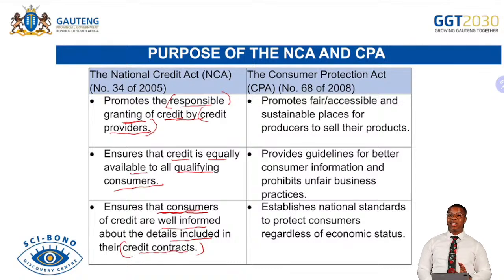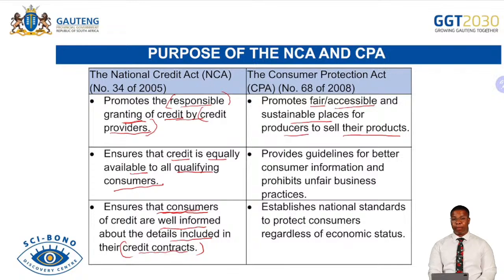So this act ensures that businesses, before they grant credit, make consumers go through the contract and initial each page to show that they went through each of the pages. Then when you look into the Consumer Protection Act, why was it developed? This act was developed to promote fair, accessible and sustainable places for producers to sell their product. So this act doesn't focus only on consumers, but it also creates a sustainable environment where businesses can sell their product, because it protects businesses from engaging maybe in unfair competition. So that is why it was developed.